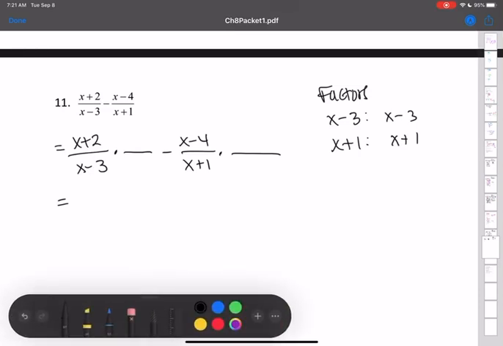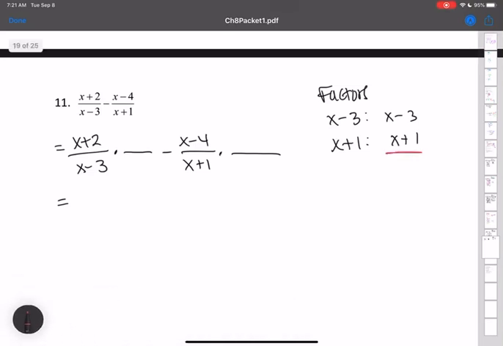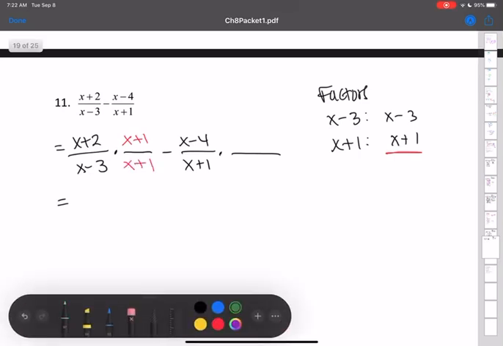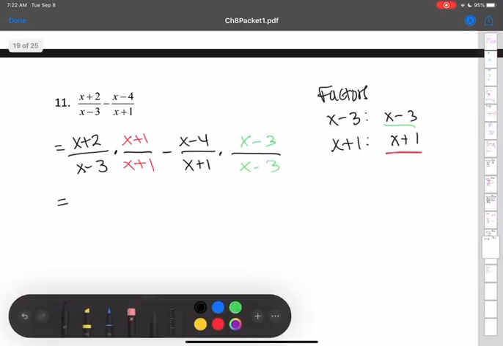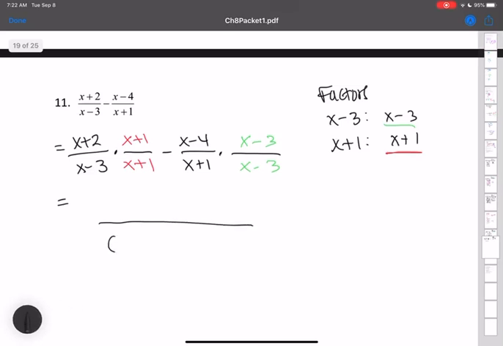Okay, and this one, do they have any common factors? They do not. Okay, so in the x minus 3, we go and we look at the opposite one to see what we're missing, and we are missing this entire x plus 1. And in the second one, we are missing this entire x minus 3. But now we do have a common denominator of x minus 3 times the quantity x plus 1.